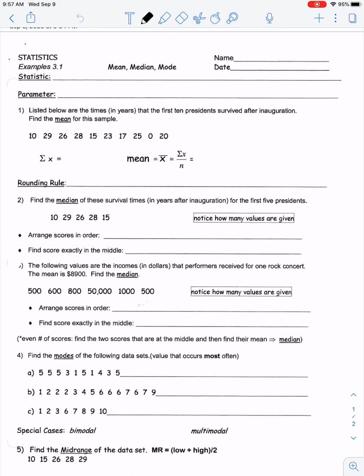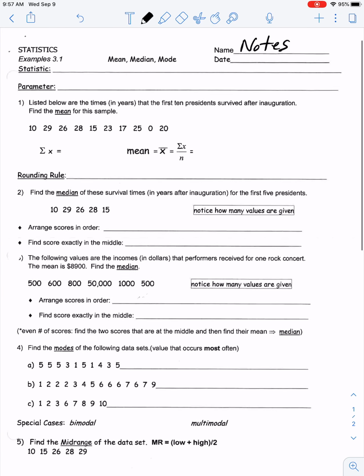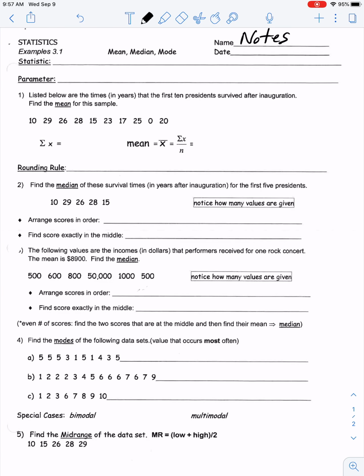In this video, I would like to start off by doing some basic introduction into measures of central tendency, namely the mean, median, and mode. Okay, so we're going to call these your notes for this little section. And I have some examples written out as well as introduction to some notation.